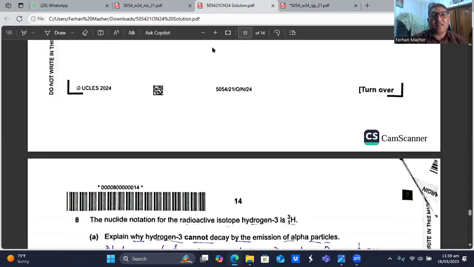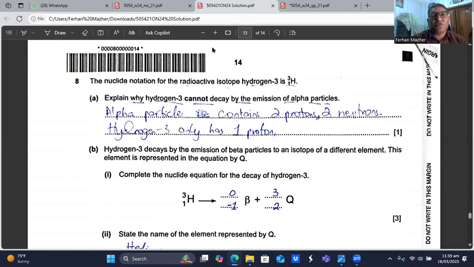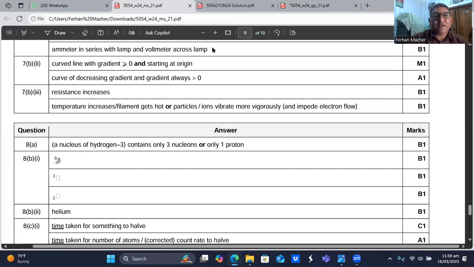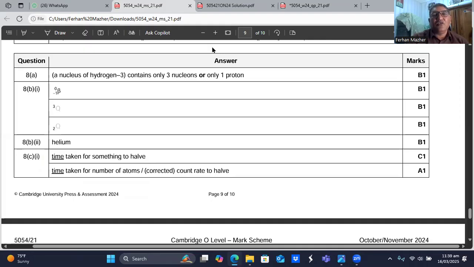An alpha particle has 2 protons and 2 neutrons in it. Hydrogen-3 only has 1 proton, so it will not be able to emit the alpha particle. The marking scheme is showing up on your screen. You can have a look at the marking scheme as well.